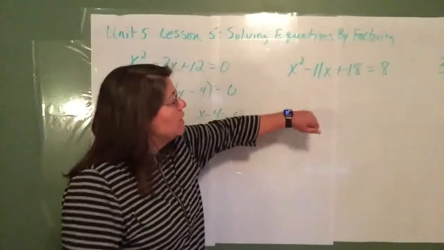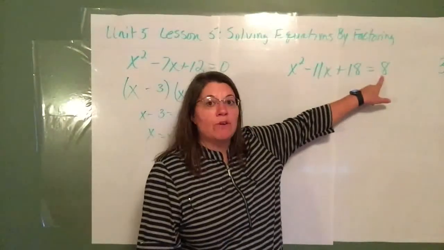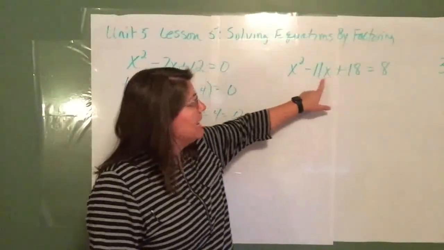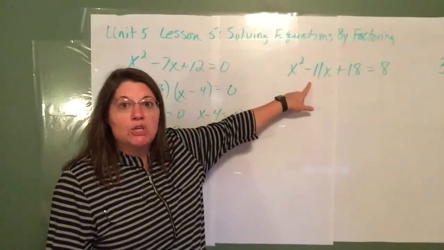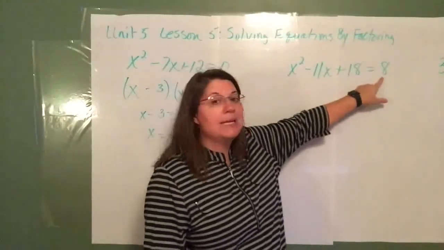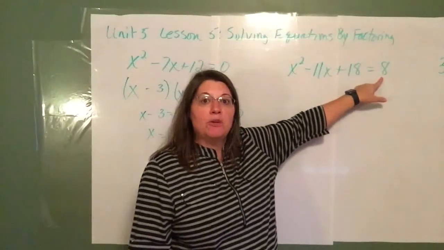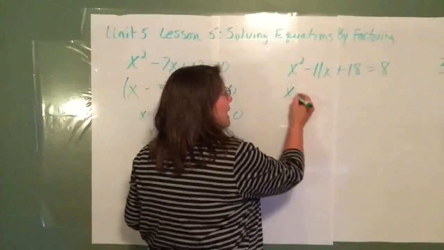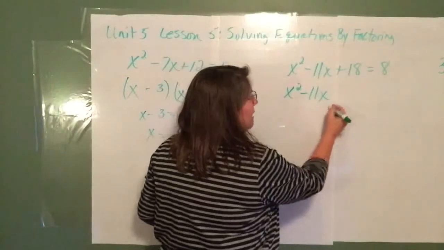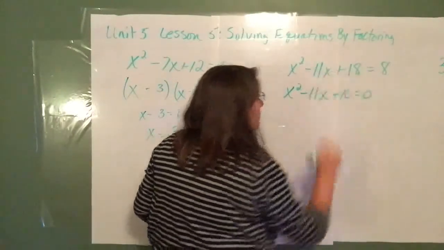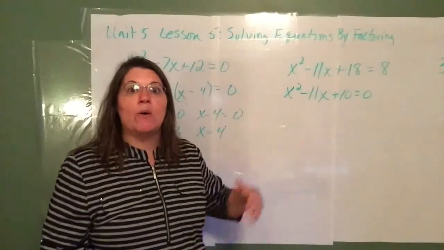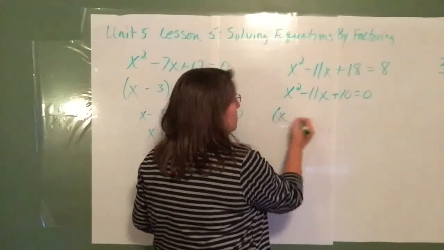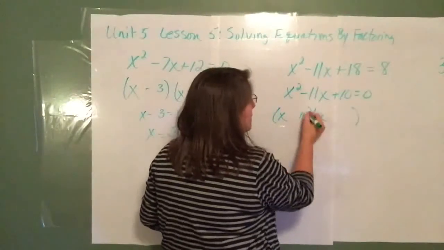In the next one, notice this one is not set equal to 0 yet. A common mistake is kids try to look at this and say, what factors of 18 add to give you 11, but you can't do that. You cannot factor this until it is equal to 0. So that's going to be your first step: get that 8 on the other side. If I subtract that to the other side, I have x squared minus 11x plus 10 equals 0. Now that it's set equal to 0, I'm allowed to factor. Factors of 10 that add to give you 11 would be 10 and 1, so I'm going to use 10 and 1.